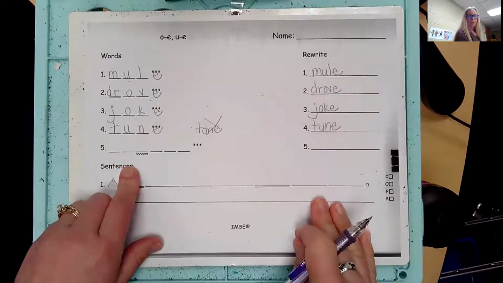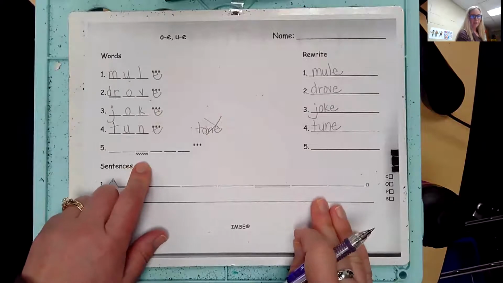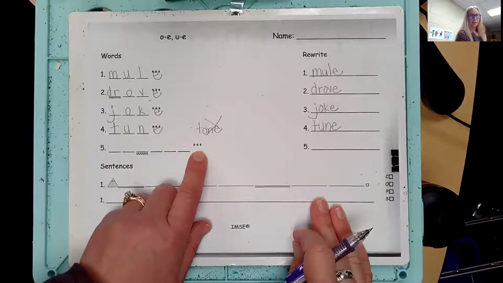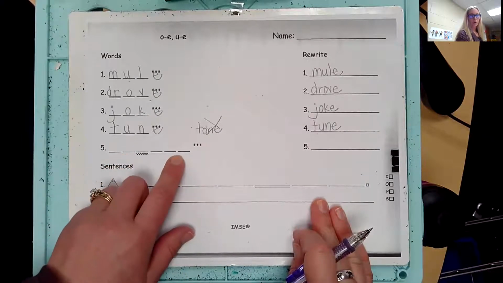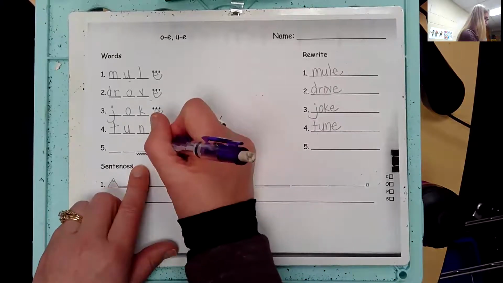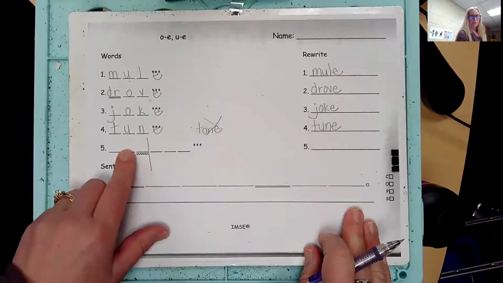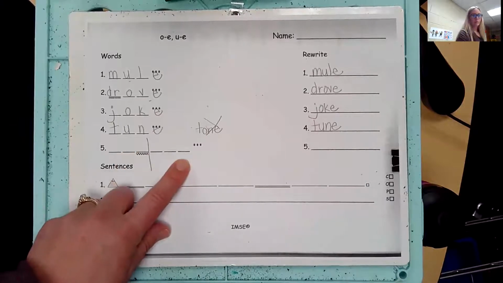All right, we've got a really long one for number 5. We've got a lot of things going on. We've got the squiggly lines. That means that we have a digraph here. We have a silent E at the end. And because it's so long, we have a 2-syllable word. I want you to draw a line right here and divide it up because this is syllable number 1. This is syllable number 2.